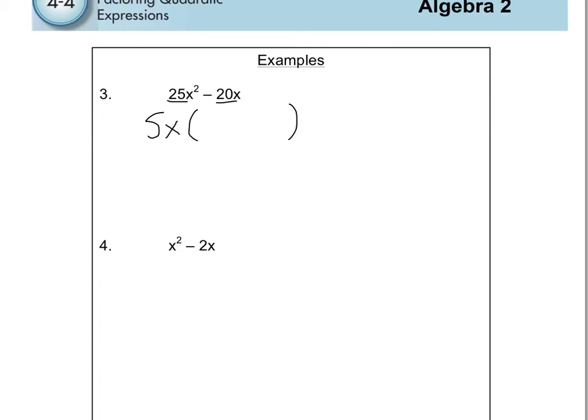So again, we're going to divide the numbers. 25 divided by 5 is 5. And I have 2 x's up top in the expression, and 1x down here. So 2 minus 1 is 1x left over. Bring down my sign. 20 divided by 5 is 4. And I have 1x. I subtract an x. That means I don't have any x's. So my final answer here is 5x times the quantity 5x minus 4.